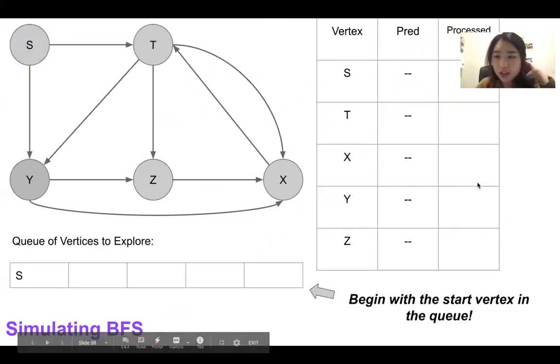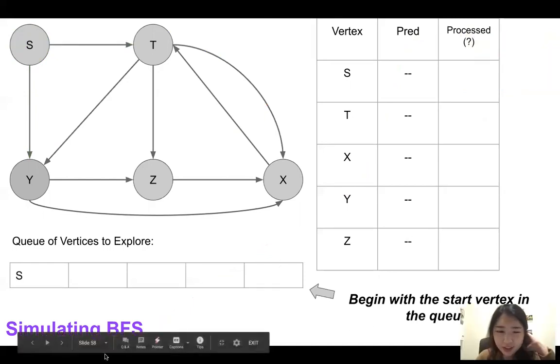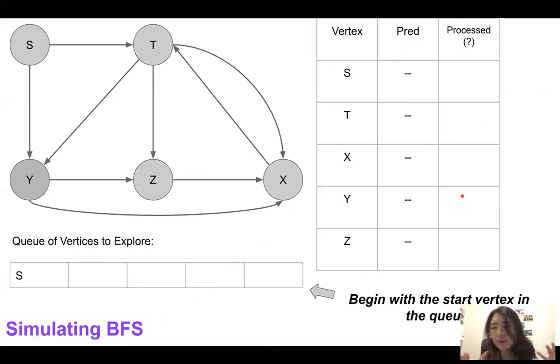Oops, sorry, stuff is blocking the camera. And here you can see that this is actually some kind of table. In real life, you can think there's a set and there's a map that keeps track of its predecessor, and another map that essentially keeps track of whether it was processed or not.